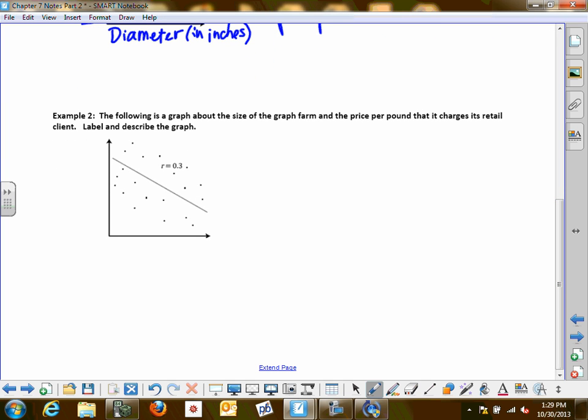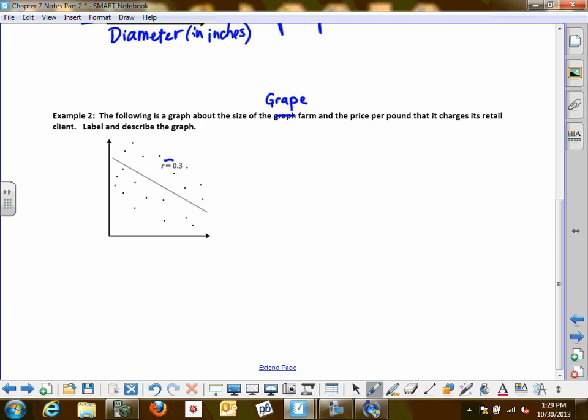The next graph is about the size of a grape farm. I goofed there on the writing. It's a grape farm and the price per pound that it charges its retail clients. So it charges the stores, they buy it, and then they sell it on to you. So there is a problem. I did take a screenshot of this image from a site online. There's a problem with that R value. What is wrong with it? Yes. Good. It needs to be negative. That is clearly a negative relationship, not a positive relationship. So that was an incorrect graphical image.